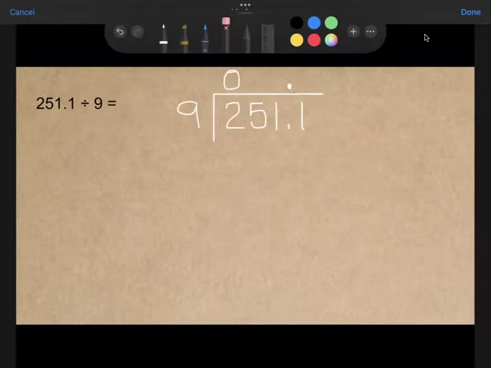Okay, so 9 does not fit into 2. So I could either do 0 times 9 and subtract it and get 2 left over, bring down the 5. Or I could skip those and just look and see how many times I think 9 would fit into 25 instead of 2.